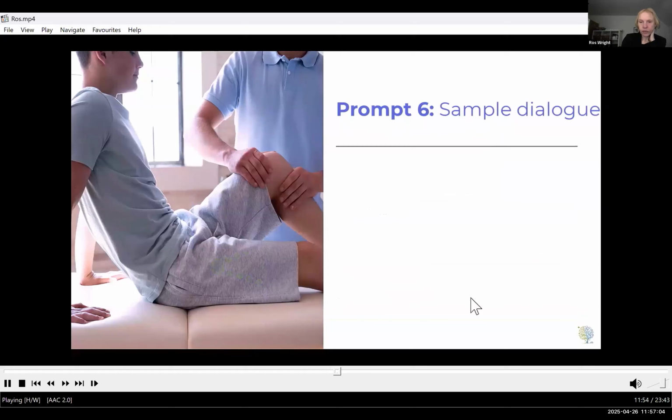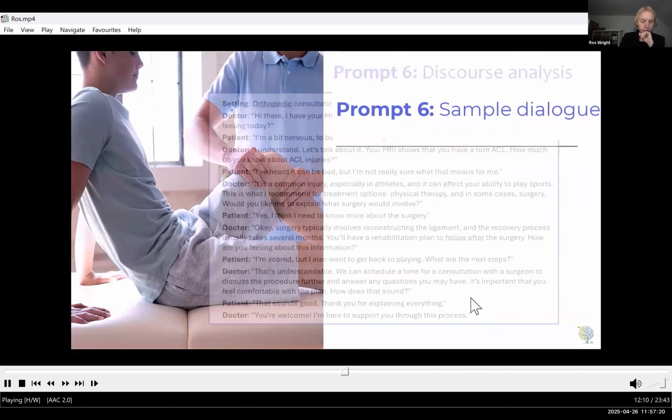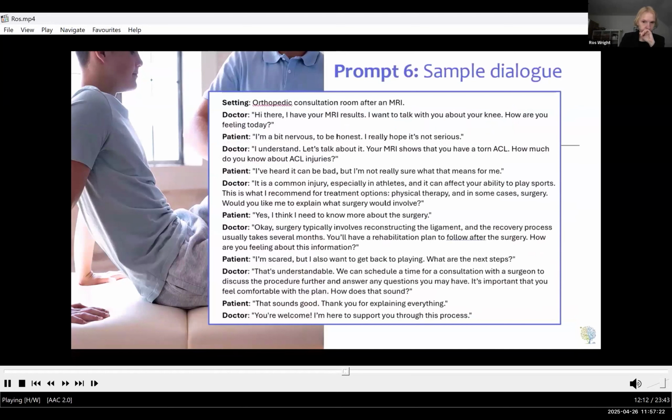So I've been quite impressed with the second set of roleplay cards, and I thought it would be worthwhile exploiting these a little further. So how about a sample dialogue that we could use in class for some discourse analysis? I asked ChatGPT to create a sample dialogue based on roleplay card number 2. This is the result. I'll give you a moment to read through it.